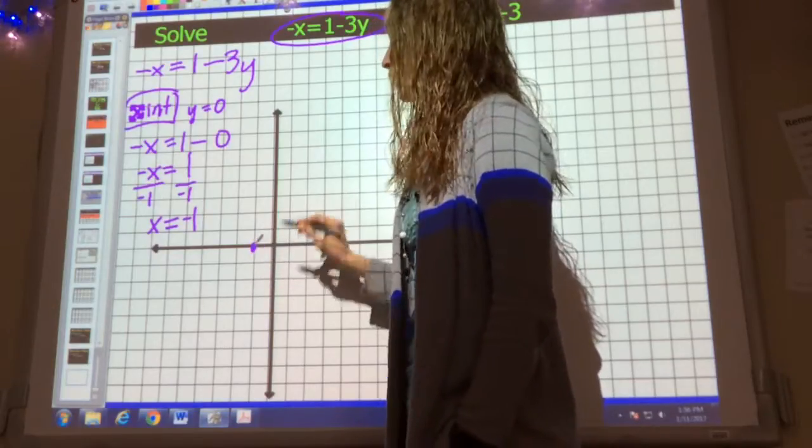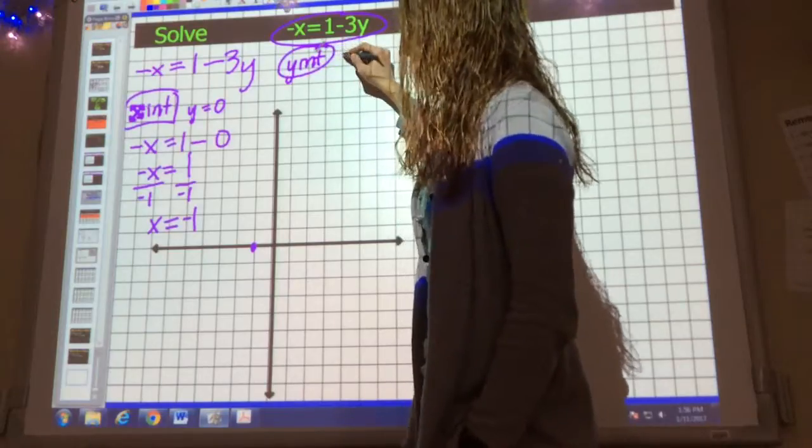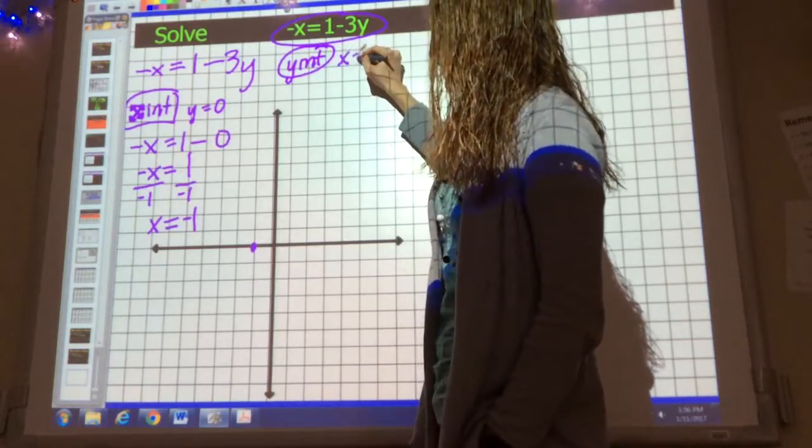There you go. Now, do we remember how to get the y-intercept? Yes. What do we plug in? Plug in x equals 0. Okay, cool. Do that, please.